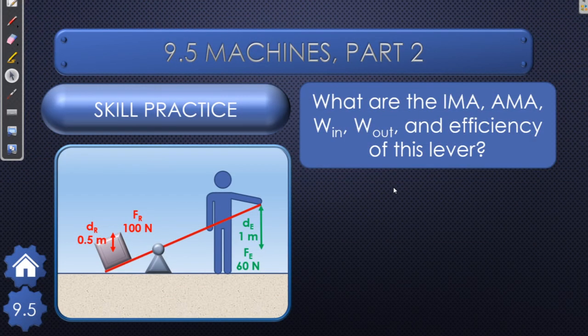So folks, that is going to bring us to the end of lesson 9.5. Please head on over to Google Classroom where I have an assignment for you to do, and join me tomorrow when we will be talking about lesson 9.6, which is all about simple machines. There are 6 types of simple machines that we'll be discussing tomorrow.